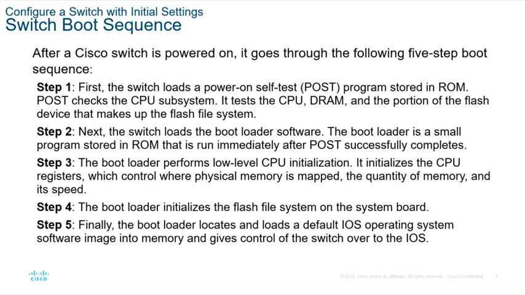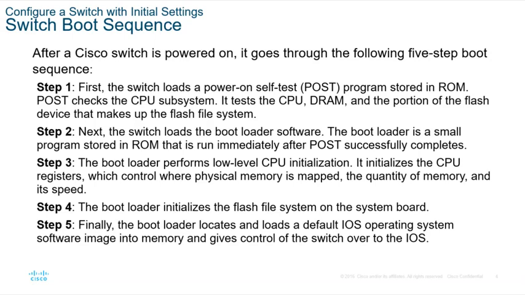The switch loads the power-on self-test program stored in ROM. Then POST checks the CPU subsystem. It tests the CPU, the RAM, DRAM, the dynamic RAM, and the portion of the flash device that makes up the flash file system. So these are just subsystems checked to see whether they are powered up and able to get the available resources: CPU, RAM, and the portion of the flash file system.